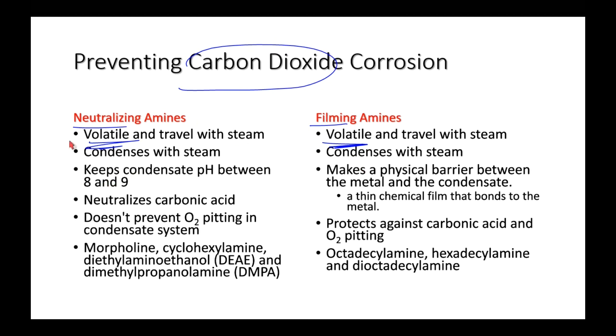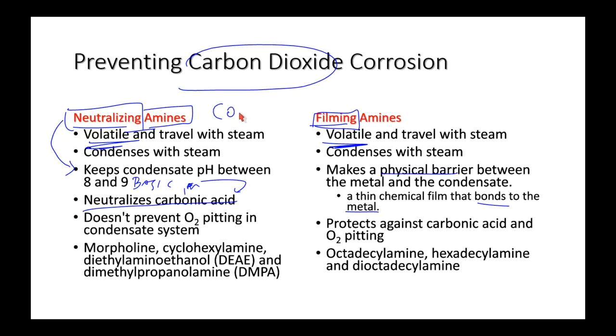And so the neutralizing amine, when it condenses, forms a basic compound that neutralizes carbonic acid. Oh, I don't even have to write it. It's the next line. It neutralizes the carbonic acid. Whereas the filming amine makes a physical film. It makes a barrier, it bonds to the metal. Now, the difference between the two is if this one here is a neutralizing amine, it's going to neutralize acid, which means that it's all about CO2.